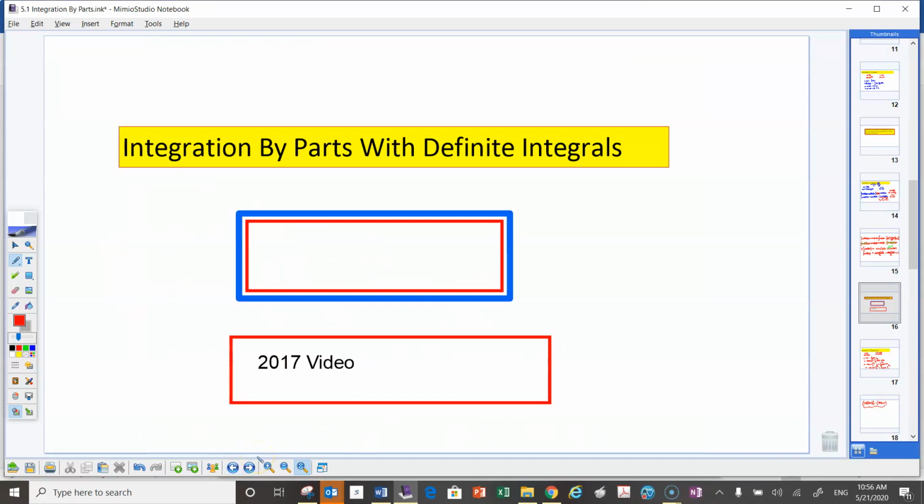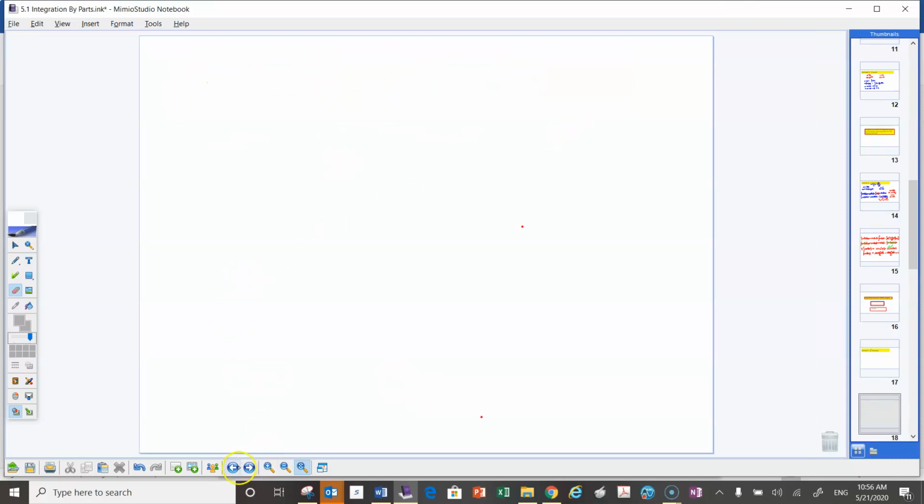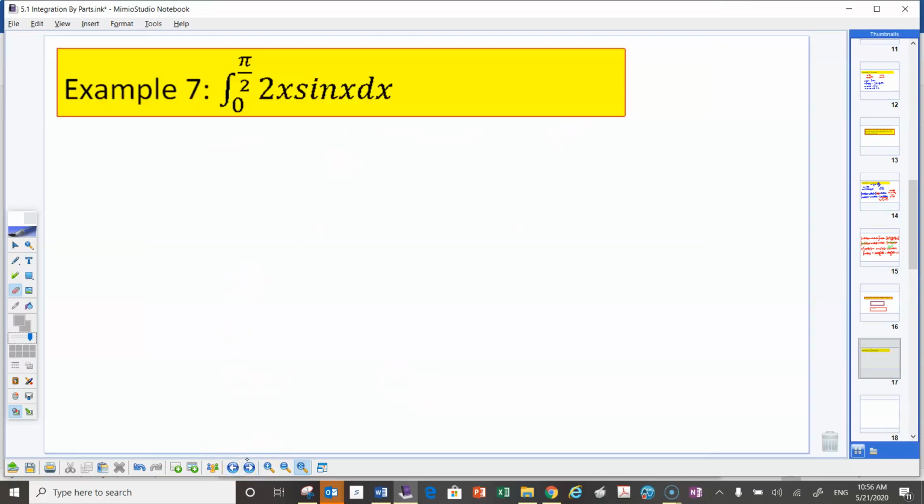The last part of integration by parts, we're going to look at definite integrals. And the question we're going to look at is the following. Say we're asked to integrate from 0 to pi by 2 of 2x sine x dx. So again, we're going to use integration by parts. I'm going to let u equal 2x. dv is going to be sine x dx. Therefore, du would be 2 dx. And v would be cos x.